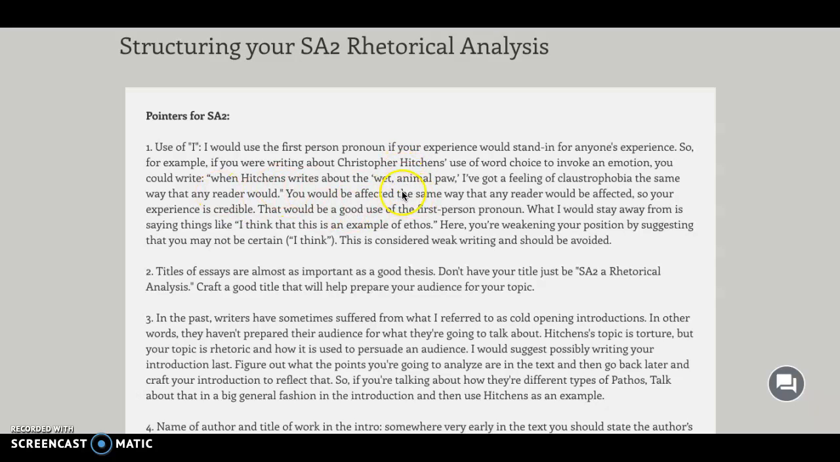So if Hitchens writes about the wet animal paw, I felt claustrophobic in the same way that a reader would. Now, if you're only doing it once in the text, that may be less effective. If I only do it one time in the entire text and everything else is third person, then maybe I don't want to do that.